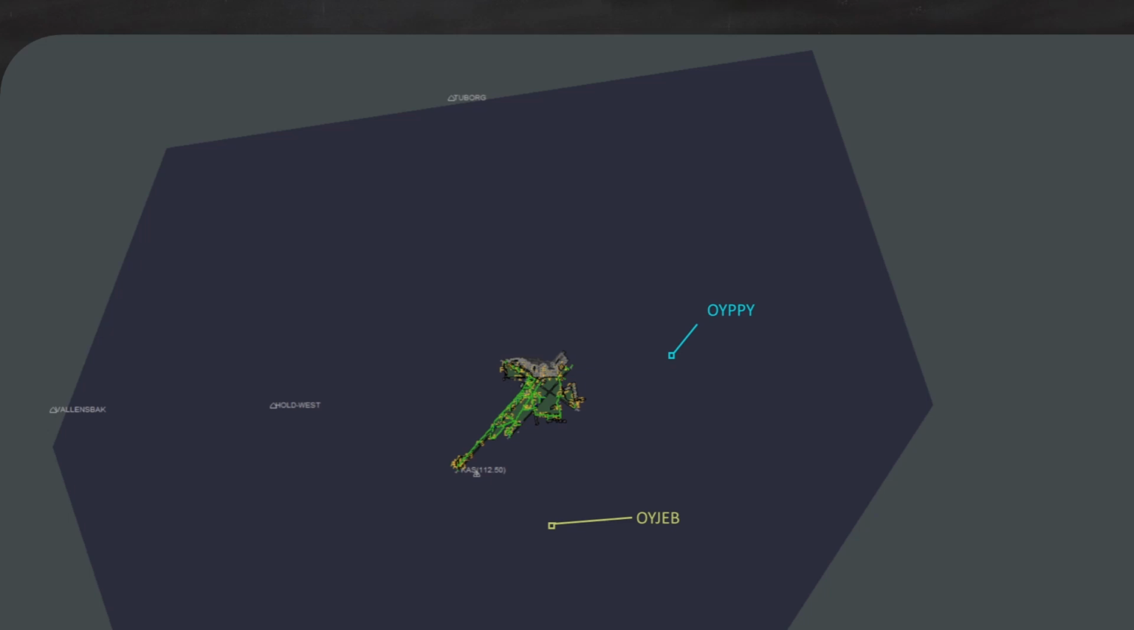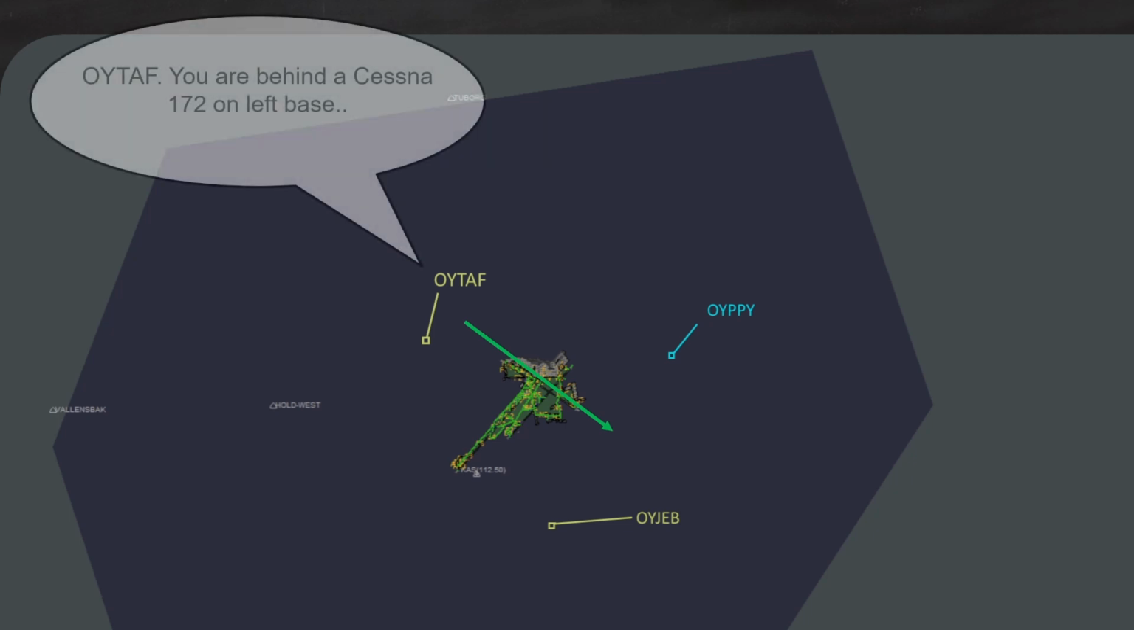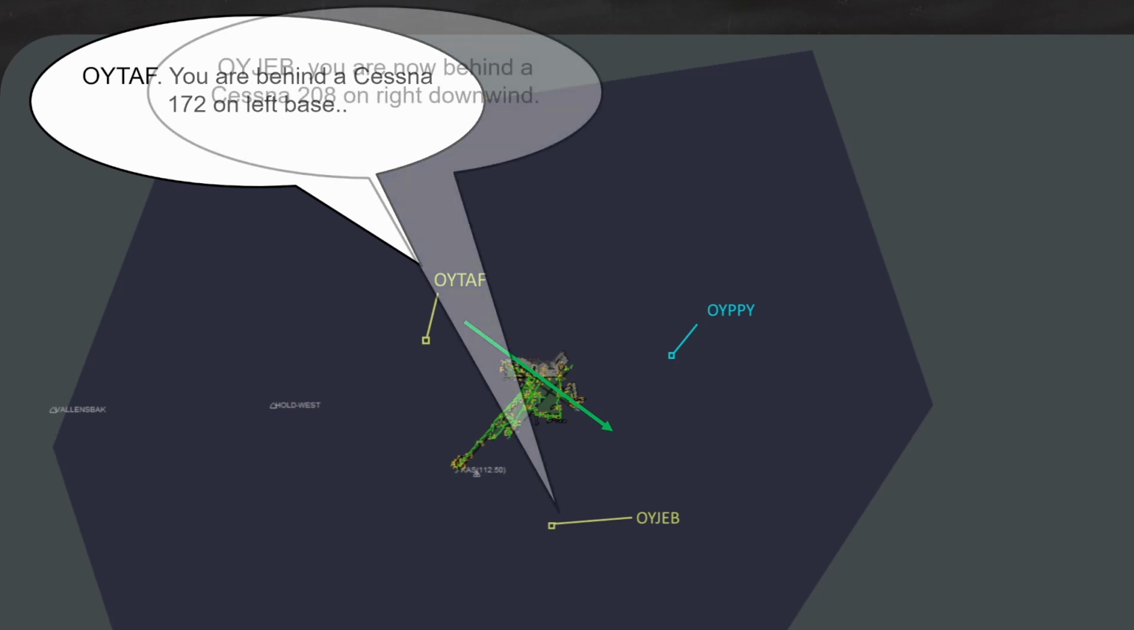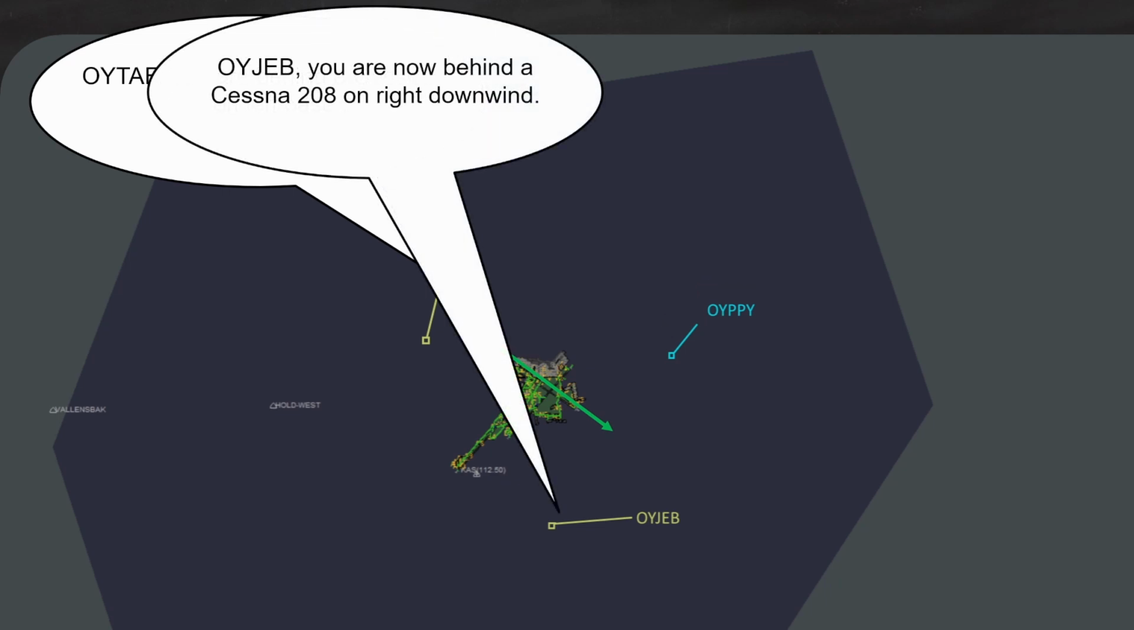Papa Yankee is ahead of Juliet Bravo. But now, suddenly Oscar Yankee Tango Alpha Foxtrot is entering the pattern. And now you need to decide who he needs to be behind. In this case, we determine he should probably be in between. So then you have to say, Oscar Yankee Tango Alpha Foxtrot, you're behind Cessna 172 on left base. Now he knows. And now Juliet Bravo is behind a new plane, so you have to inform Oscar Yankee Juliet Bravo, you are now behind the Cessna 172 or whatever on the right downwind. You can freely choose how to build up a sequence. That's your right as a controller.